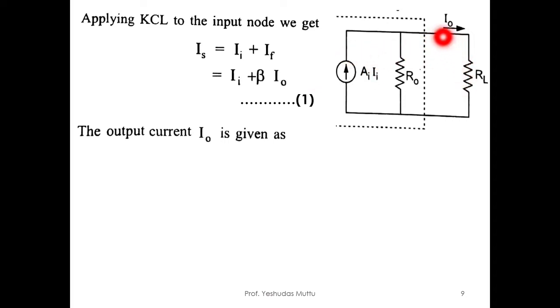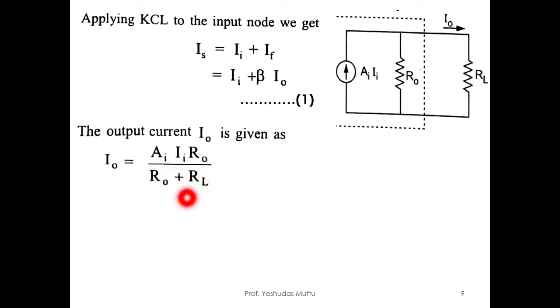So if at all I want to find out I naught, it is going to be the main current, that is II multiplied by R naught, the resistance which is opposite to the one through which I am measuring current. So it is R naught upon R naught plus RL. Okay, so this is what is being put up over here: II times R naught upon R naught plus RL.